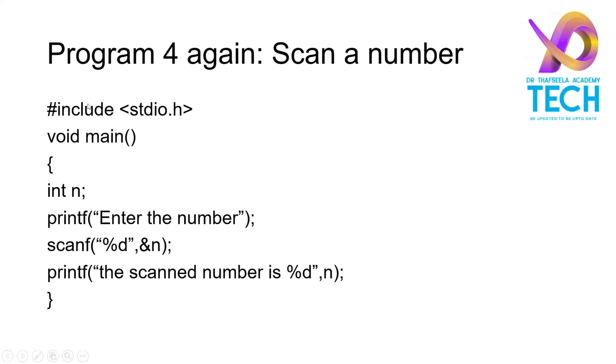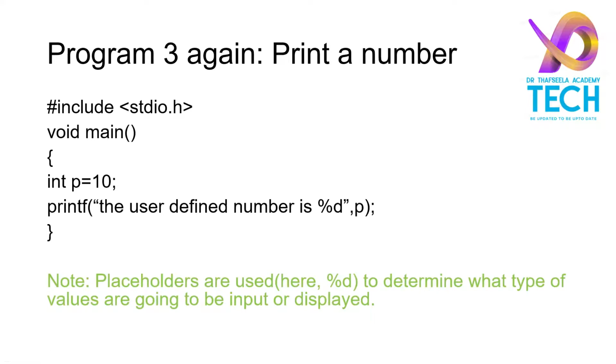That is, in this program, we asked the user to enter the number. So the user will enter the number, and the C program is going to store it in n. Now n, we have to specify as an int, so that the C program understands that it is an integer data type. Later, when we want to print this, we have to write printf("the scan number is %d", n). So when we use this command, when n is being printed, it knows that it is an integer value because we use the placeholder %d.